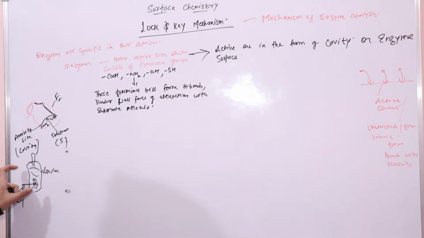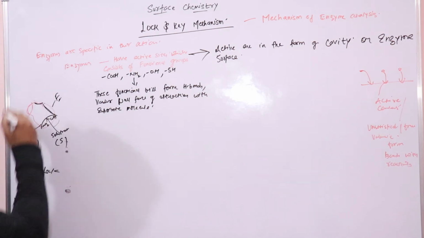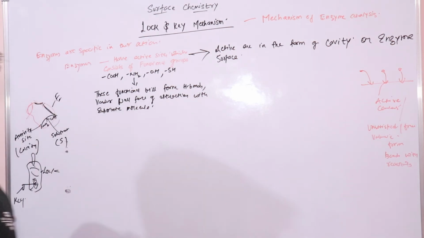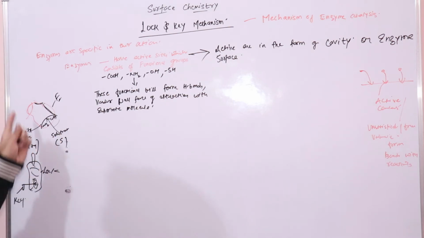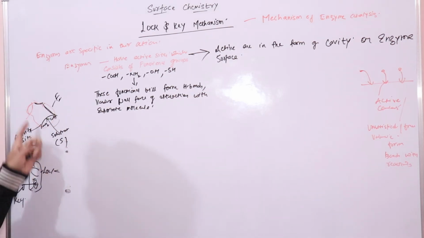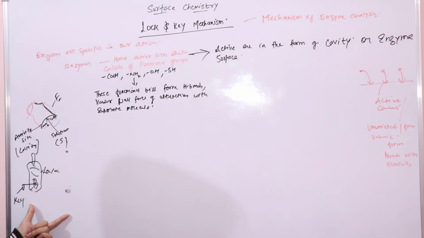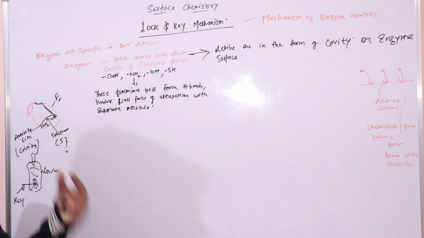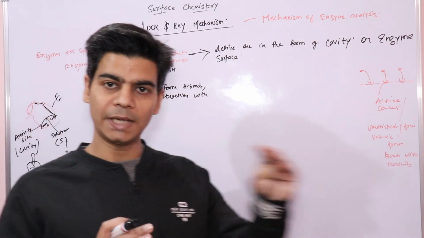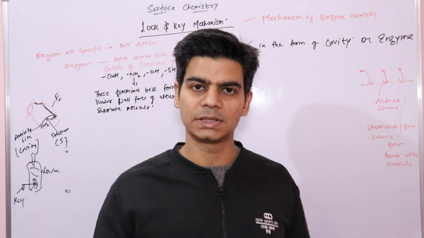Just as a key fits into the hole in the lock, in a similar way this substrate molecule will fit into the cavity which is on the surface of this enzyme. That is why we call the mechanism of this enzyme catalyst the lock and key mechanism. If you notice, this is the same as a key fitting into a lock, so a substrate molecule will fit into the cavity which is present on the surface of the enzyme, right.